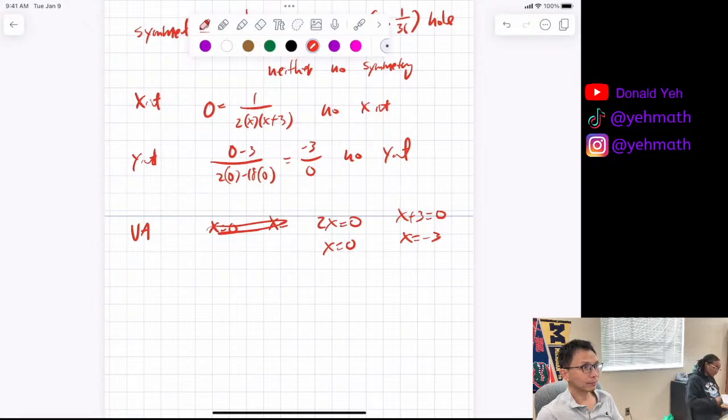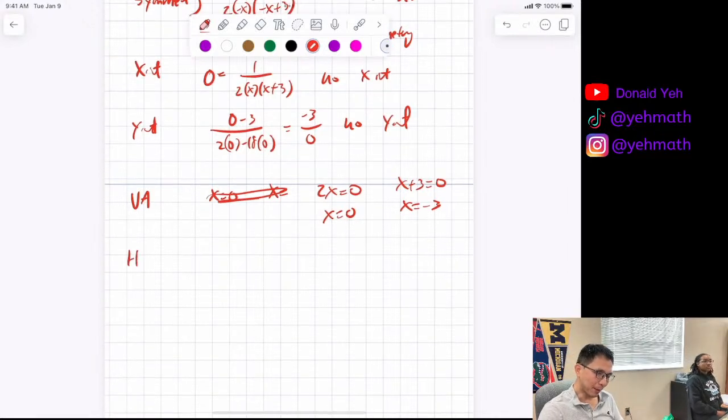Yes. Just minus 3, because you only said x plus 3. It's not x squared minus 9. It's x plus 3, just negative 3. It's not x squared. How about horizontal asymptote? Y equal to 0. Yep.